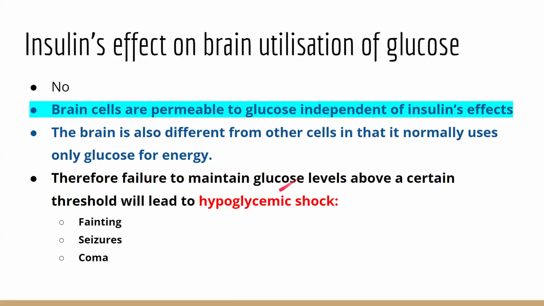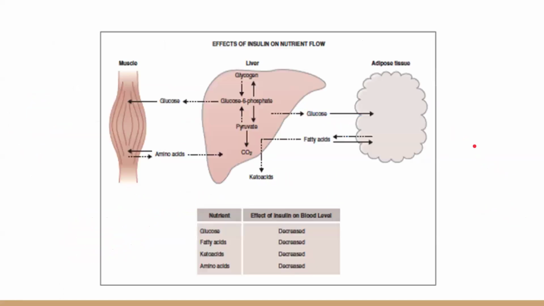Okay, so failure to maintain glucose levels above a certain threshold will lead to hypoglycemic shock. This third point that I mentioned is important because, since the brain only uses glucose for energy, if glucose is depleted, you'll have hypoglycemia. If you have hypoglycemia, the brain's going to be affected. The manifestations of these problems are fainting, seizures, and coma. You'll take seizures again in neuro, so that's a year 2 thing. But just remember: seizures, fainting, coma. These are brain-associated problems because it's not receiving the right amount of glucose.